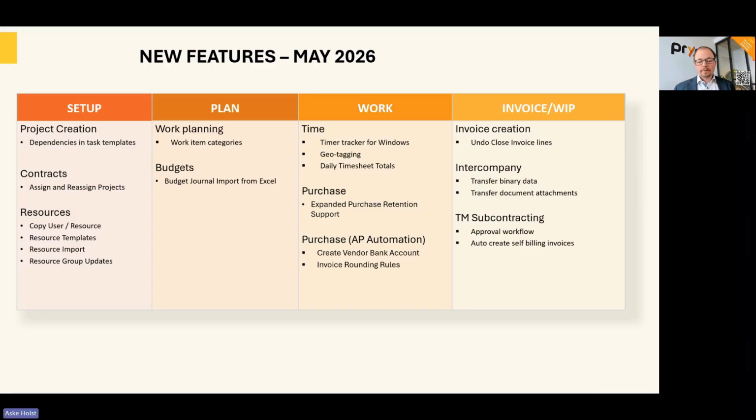In the planning area, we have two new features I think are worth mentioning. In the work planning, we have added work item categories. So if you ever worked with regular items, there are item categories. Now we have work item categories that are for our work items.